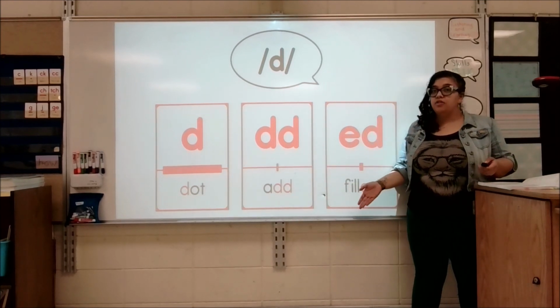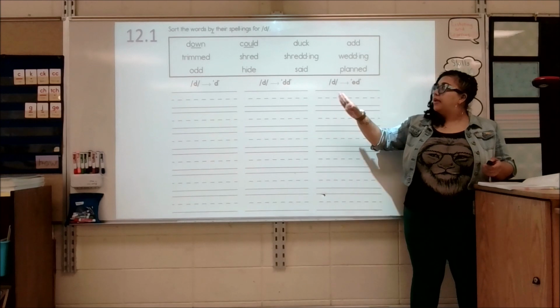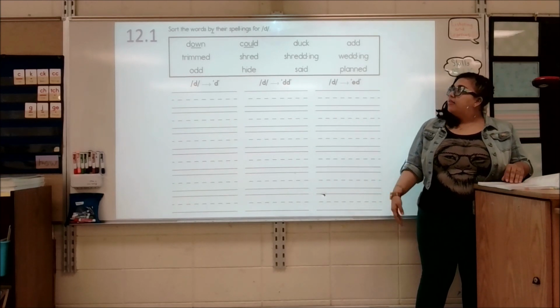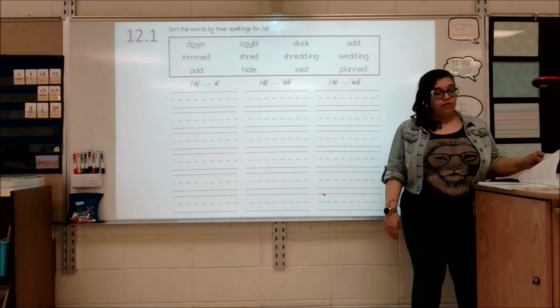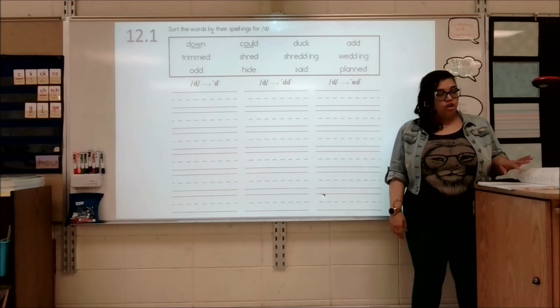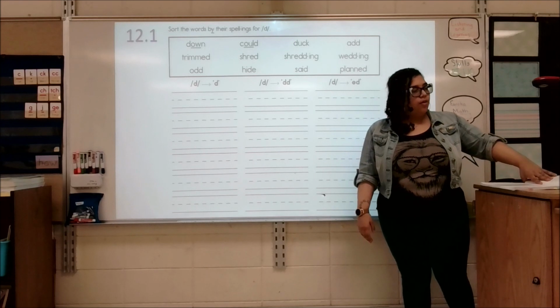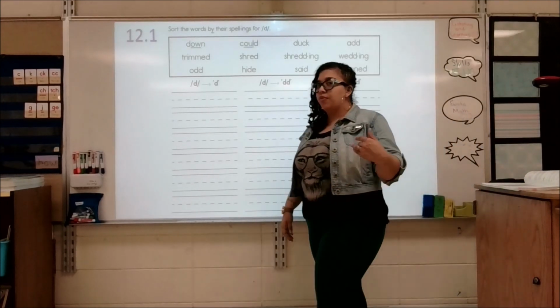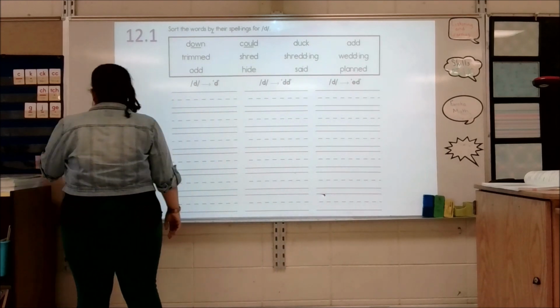Remember, past tense verbs, using it all over the place. Let's do some together, just like we did with the T sound. This is page 12.1 in your cat book, the front of page 12.1 in your cat book. Just like the other day, we're gonna do this together. You're gonna take a picture and turn it in, and then you're gonna be responsible for the backside by yourself.